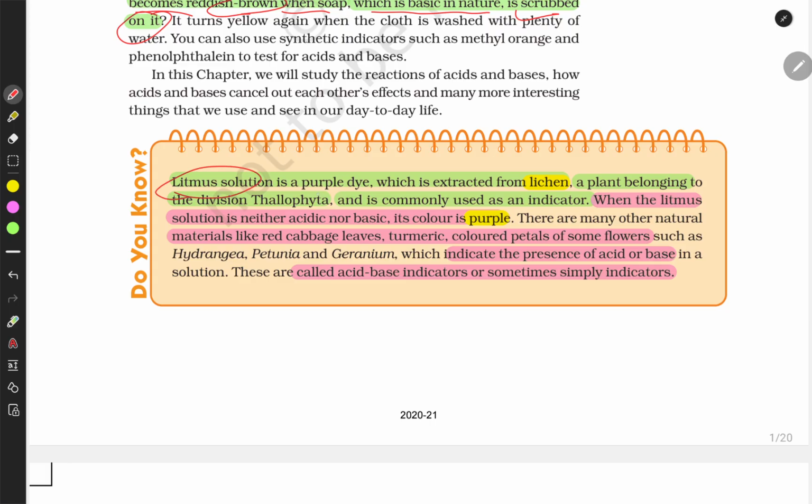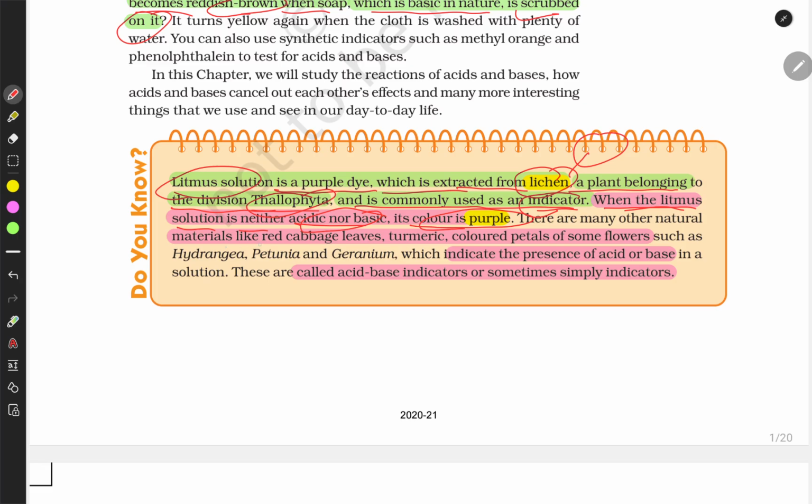What is a litmus solution? A litmus solution is a purple dye which is extracted from lichens. Lichens come under Thallophyta, and are commonly used as an indicator. When a litmus solution is neither acidic nor basic, its color is purple.